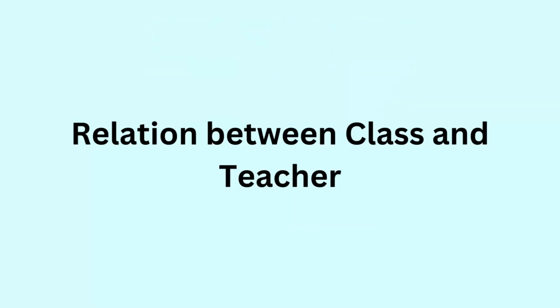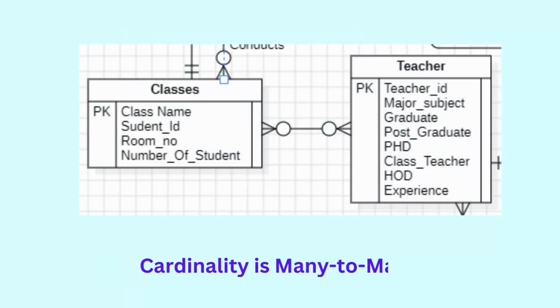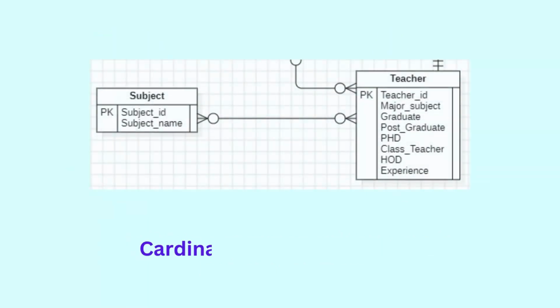Now, we will consider the relationship between class and teacher. A teacher can teach multiple classes, and on the other hand, in a particular class, many teachers may teach. Thus, here the cardinality is many to many. If we take the relationship between teacher and subject, we find some teachers may teach many subjects, and the same subject can be taught by many teachers. So here, too, the cardinality needs to be considered to be many to many.